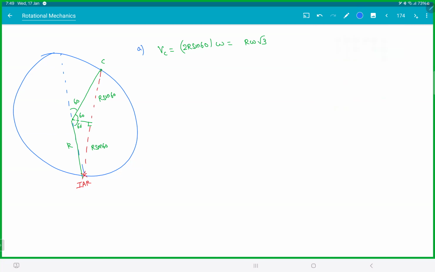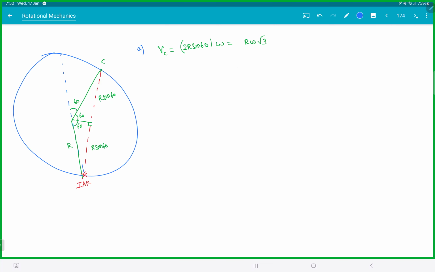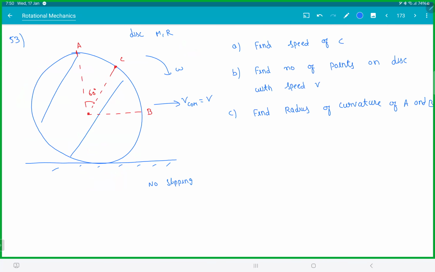How many points on the disk with speed V? That's a good one. V is the speed of the center. Third question, find the radius of curvature of the topmost point and the horizontal point. Any doubts on this? Please ask me. The speed part. This will be a very good technique. We will see it later in the EMI chapter.